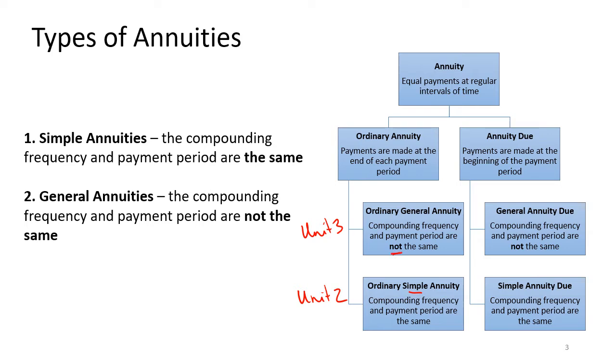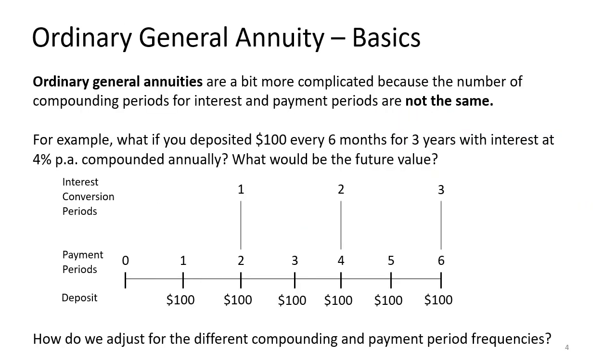Okay, so there's one small change that we have to make to our equations that we learned from last unit in order to apply them to an ordinary general annuity. So let's look at what this means when there's a difference. Like I said, the compounding periods for interest and the payment periods are not the same. Okay, so let's look at an example. If we had $100 that we deposited every 6 months, so every 6 months means semi-annually, for 3 years, with interest at 4% per annum compounded annually.